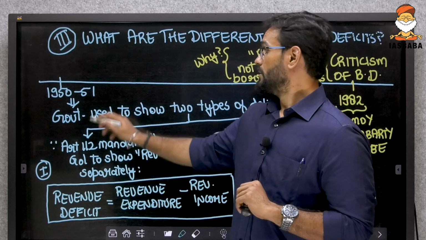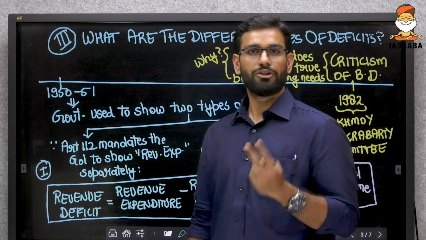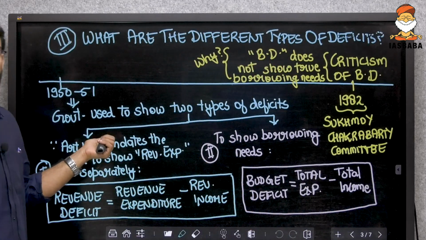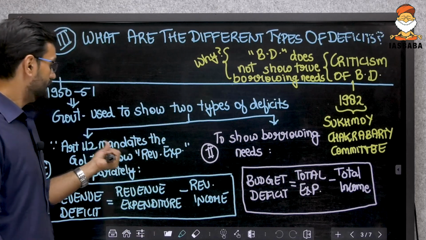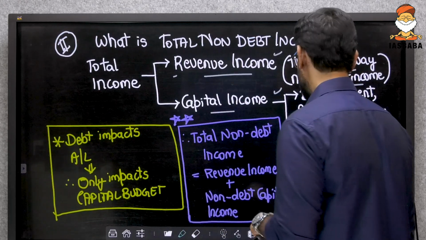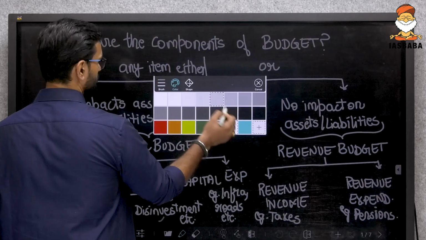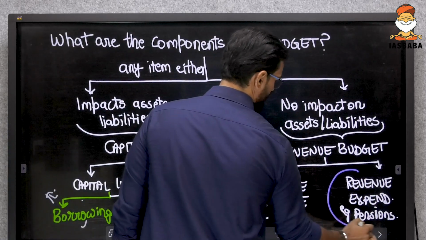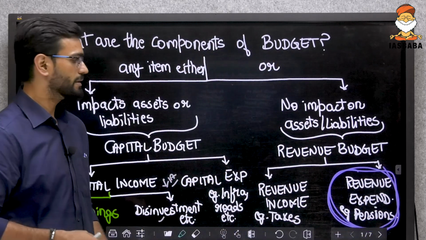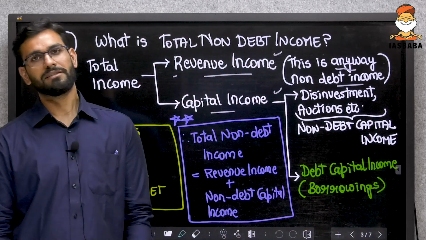Now see, in 1950-51, just when we got independence and we started the budgeting, we had two types of deficits. What were those two types of deficits? First, Article 112, which talks about the annual financial statement, mandates that you need to show revenue expenditure separately. What is revenue expenditure? This part. Since it expects you to show revenue expenditure separately, the government thought that we anyway have to show revenue expenditure separately.